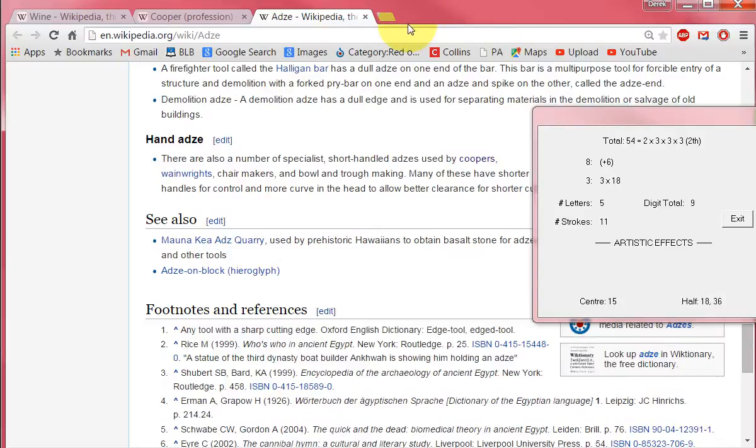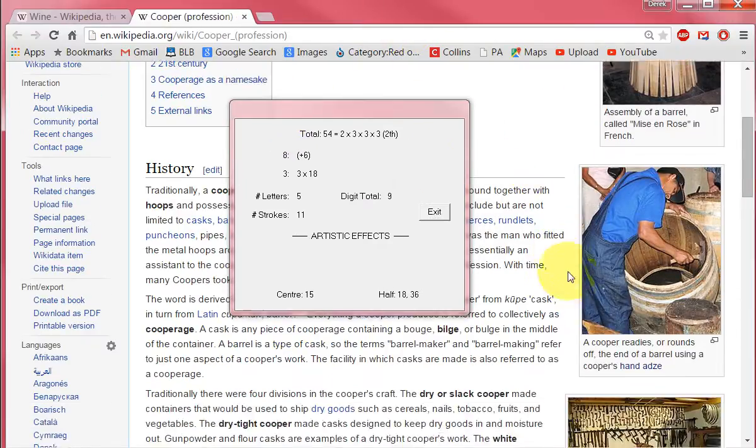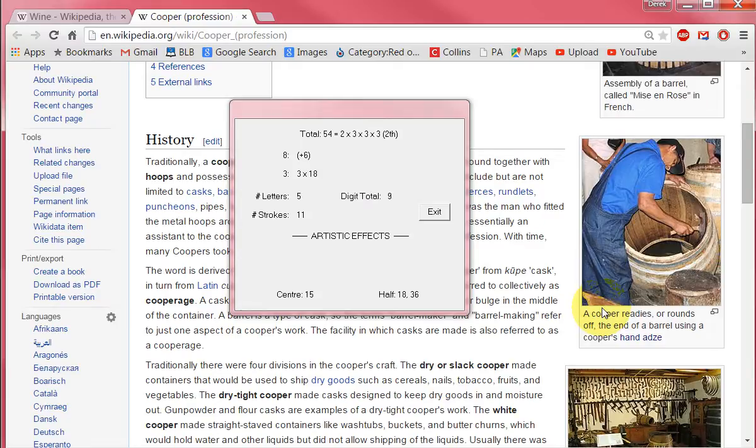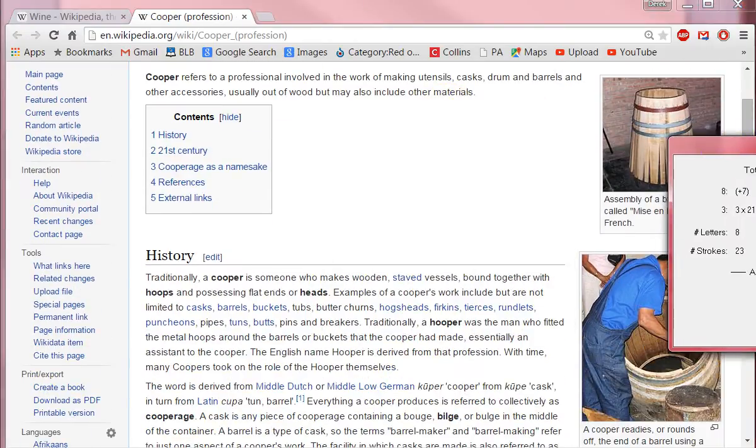So we were talking about, we jumped into the ADSI, which was the tool of the cooper who makes the wine barrels, or rounds off the end of a barrel using a cooper's hand ADSI. So that's very obvious. 9 points. Okay. What else are we going to find here?